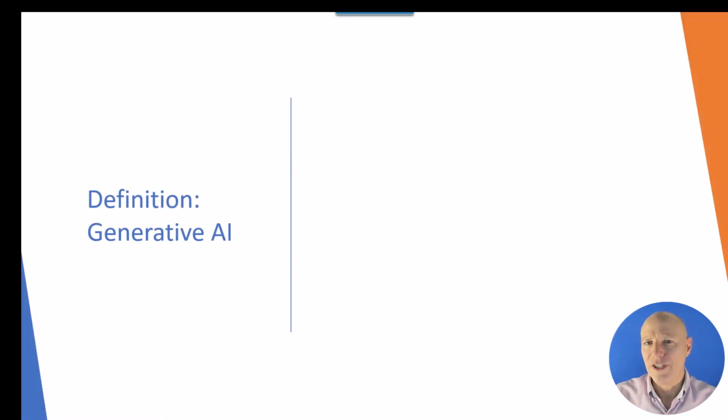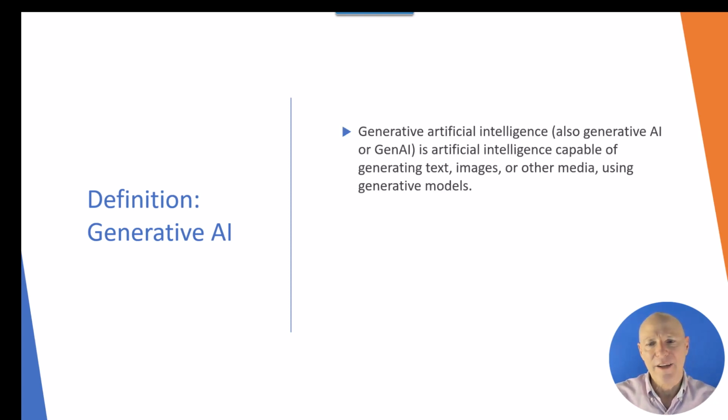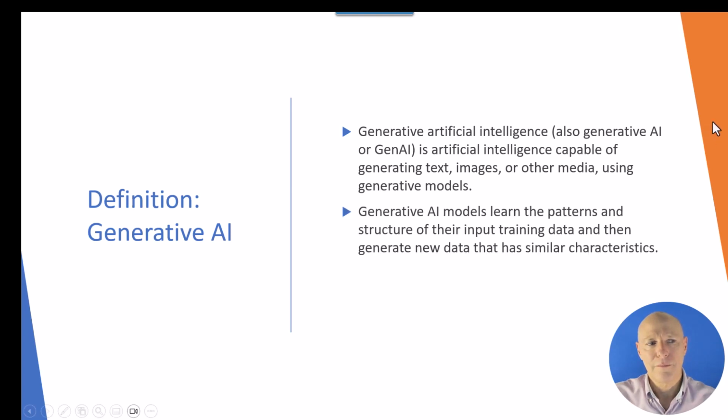Just a couple of definitions to get us started. Generative AI. Generative artificial intelligence, also generative AI or Gen AI, is artificial intelligence capable of generating text, images, or other media using generative models. Generative AI models learn the patterns and structure of their input training data and then generate new data that has similar characteristics.